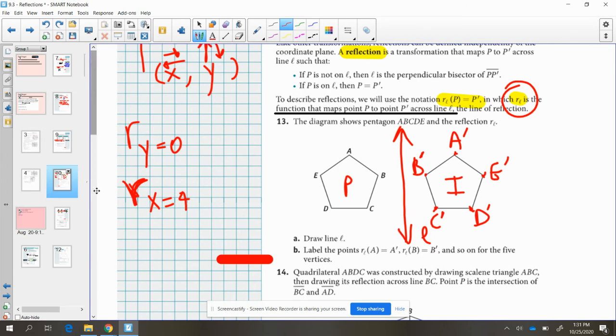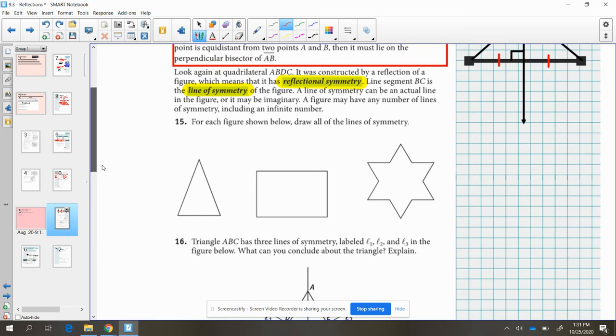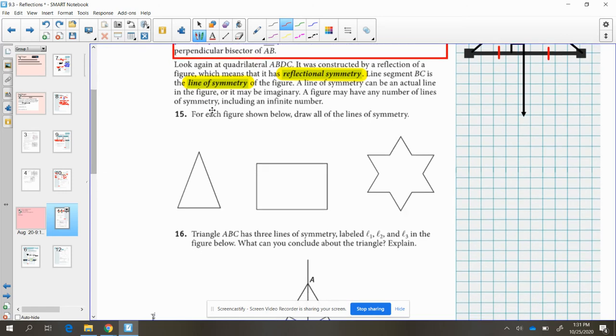The last thing we need to talk about then with lines and reflectional stuff is the idea of our reflectional symmetry and lines of symmetry. Okay, so something that has reflectional symmetry is when we could fold it over the line of symmetry. So notice we have a couple different polygons here. This first is an isosceles triangle that has one line of symmetry.